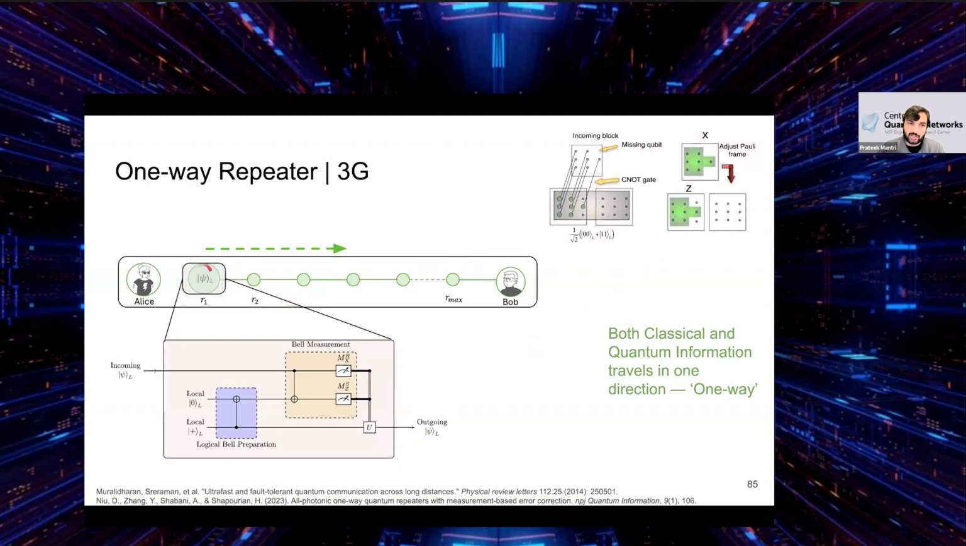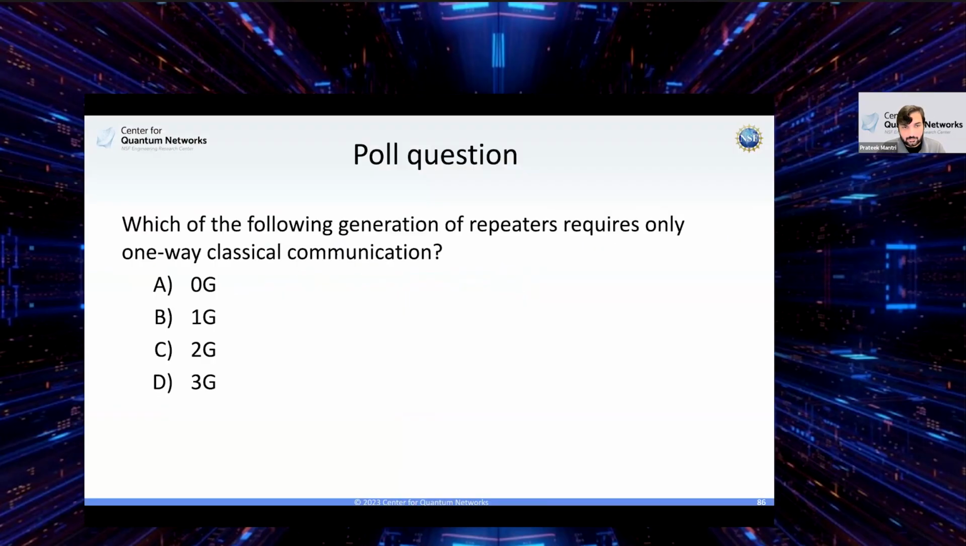So we do this operation here at R sub 1, then some photons get lost in transit as they reach R sub 2. We do the same thing over there as well, and then keep on pushing this all the way to Bob. And as you can see, both classical and quantum information are now only traveling in this way. We do not need to exchange information back with Alice, or at least the protocol doesn't need to stop for the information exchange. And this is why these are called one-way repeater schemes.